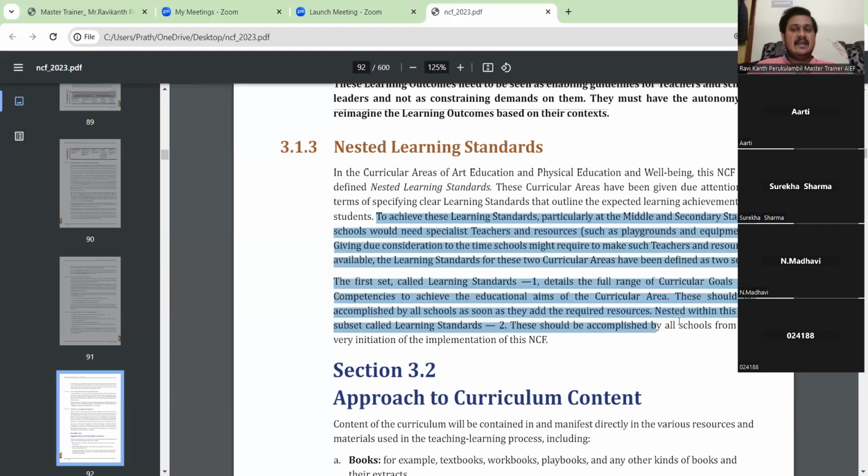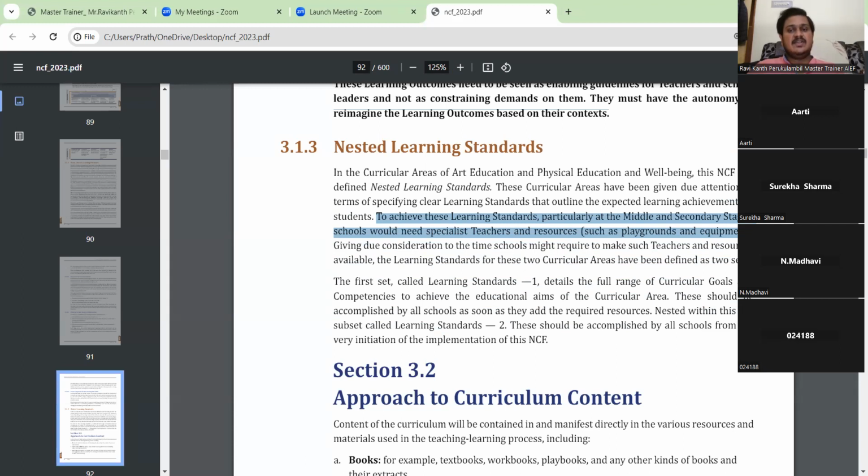To achieve these learning standards, particularly at the middle and secondary stages, schools would need specialist teachers and resources such as playground and equipment. So to achieve, they are giving the master statement here itself. In middle and secondary stages, if you need to achieve the learning outcomes as mentioned in NCF, we need properly specialist teachers and grounds and equipments that are related to those subjects. Giving due consideration to the time, schools might require to make such teachers and resources available.